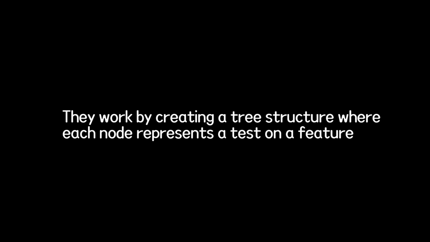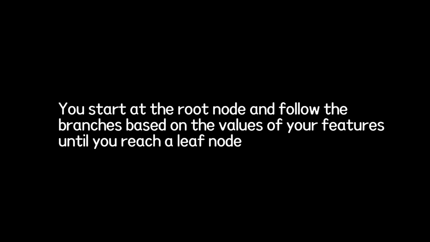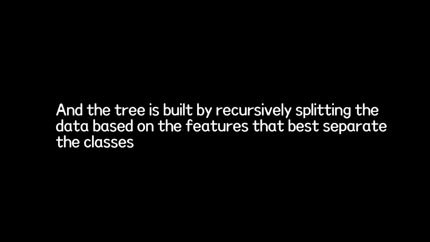That's right. Now, decision trees, those seem pretty intuitive. How do they make a classification decision? They work by creating a tree-like structure where each node represents a test on a feature. You start at the root node and follow the branches based on the values of your features until you reach a leaf node, which gives you the prediction. It's like a flowchart. Yeah, a good way to think about it. And the tree is built by recursively splitting the data based on the features that best separate the classes.